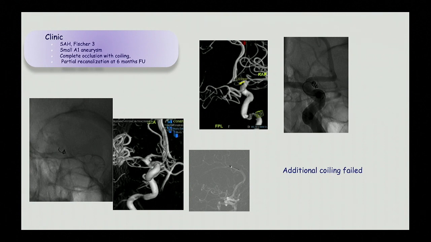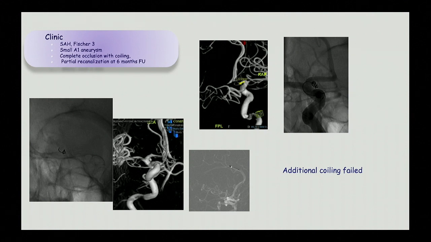So this is what we did. We used a small Echelon 10 microcatheter inside the anterior cerebral artery, and then used a small Trevo 3x20 that you can push through the Echelon 10. So it's not so difficult. It's not a 27 or 21. It's a small catheter. You go with a small stent, and the coil was removed.